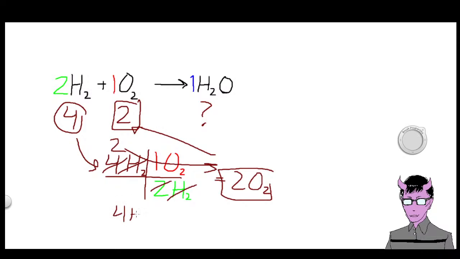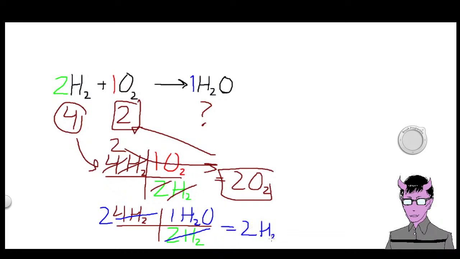We have 4 hydrogen diatomics. According to the recipe, for every 2 that you use, you would generate exactly 1 water molecule. So do the math. Cancel, cancel. Straight across. 2 water molecules.